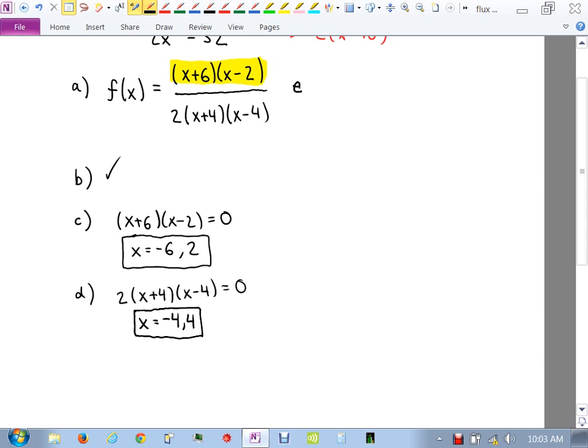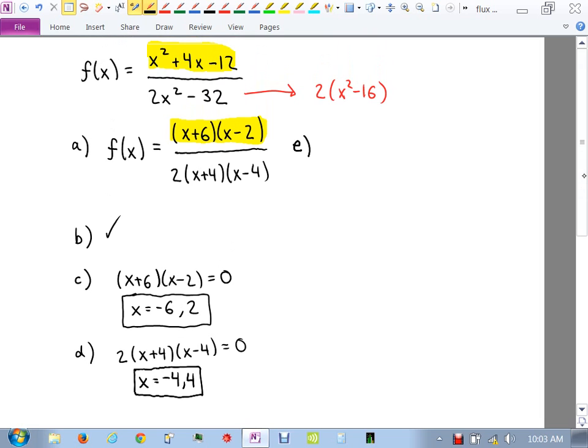All right, step E, our horizontals. So let's go back up here and take a look at our function. And I'm going to look at the one before we factored it, because that makes it easy for us to find the degrees. The degree of the numerator and denominator are the same again, aren't they? So we are in case 3 again. Because they're the same, what is it that we look at to figure out our horizontal? The number in front of each. So I have a 1 in front there, and here I have a 2. So y equals 1 over 2 is my horizontal asymptote.